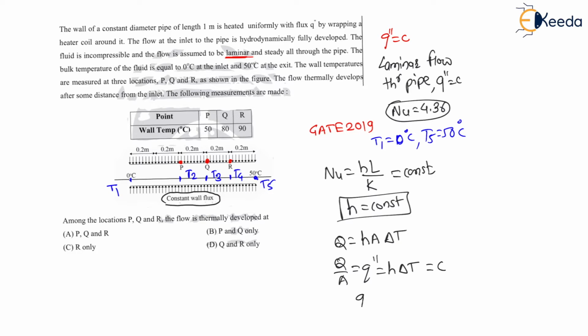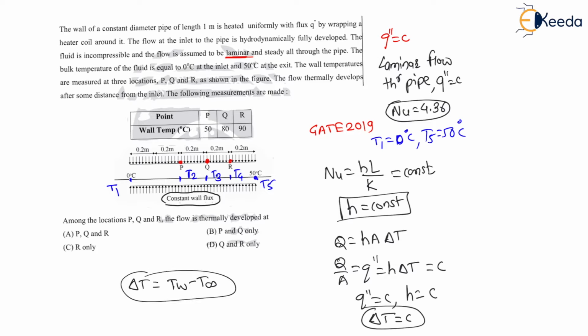Now here, as q double dot is constant, h is constant, already we have seen. Therefore this temperature difference at each and every location must be constant, right? And this temperature difference in convection is nothing but wall temperature minus temperature of fluid, that is T infinity. Where this wall temperature is surface temperature and T infinity is fluid bulk temperature, right?